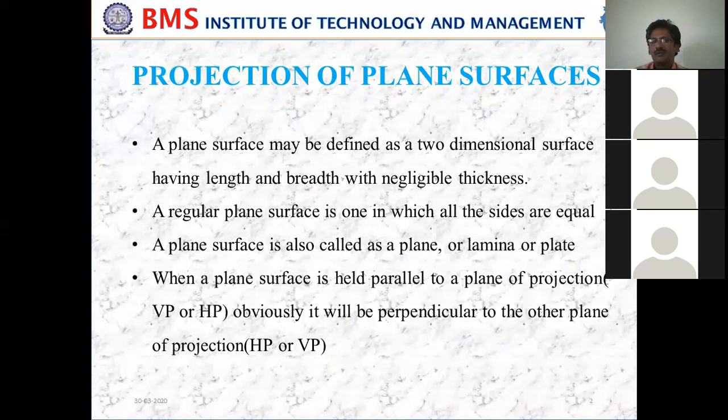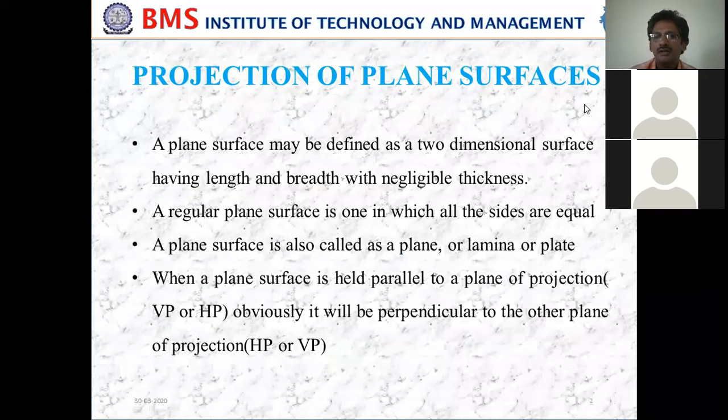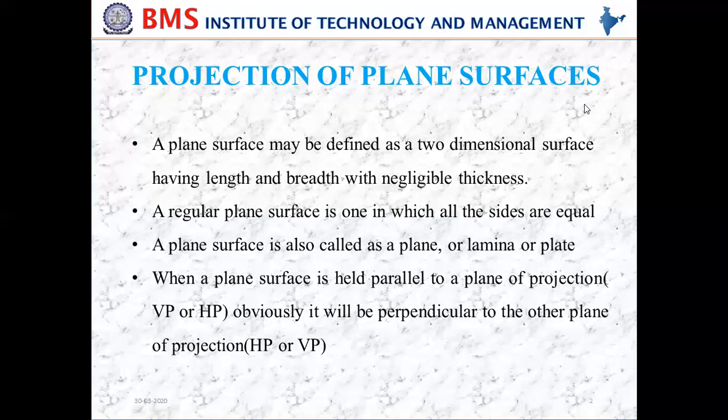So a plane surface may be defined as a two-dimensional surface which is having the length and breadth with negligible thickness. A regular plane surface is one in which all the sides are equal. A plane surface is also called a plane or lamina or a plate. If you look at all the problems in the primer, sometimes they call it a plane, sometimes a lamina, or sometimes a plate. So it can be called in different ways, okay? But it is a regular plane surface. Regular in the sense all the sides are equal.